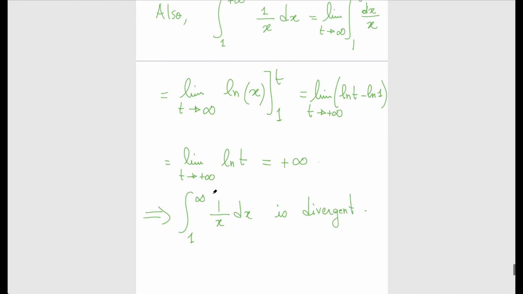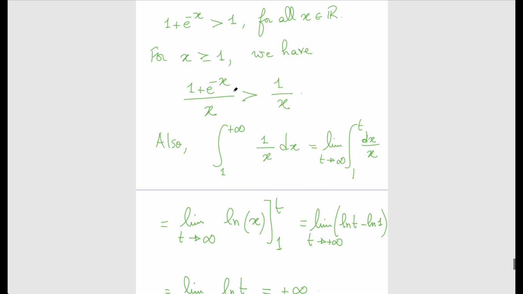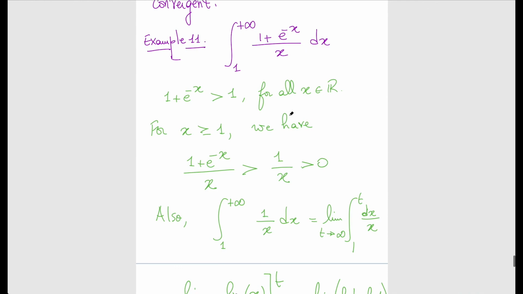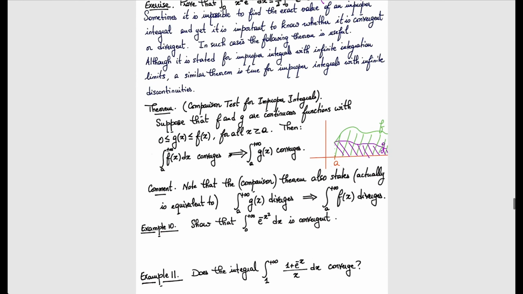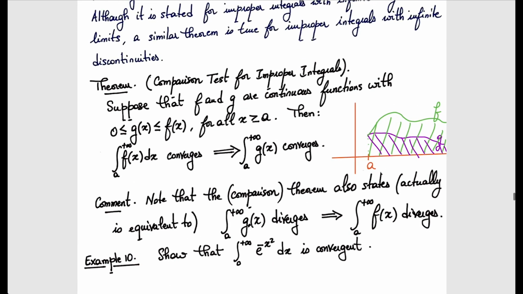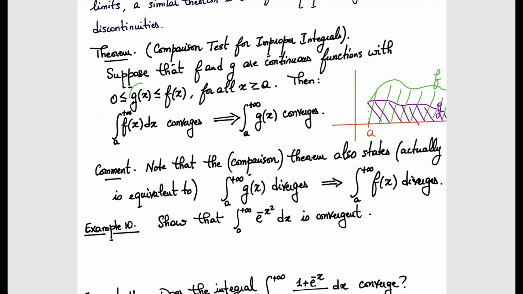Correct? And since 1 over x is smaller than this guy, and certainly positive for x bigger than or equal to 1, I can employ that theorem that I just discussed, the comparison theorem. Let me take you back there. I'm going to apply the equivalent statement of that, the comment. So g of x, I'm taking to be 1 over x, and f of x to be the other function, 1 plus e to power negative x divided by x. So 1 over x is smaller than or equal to that.